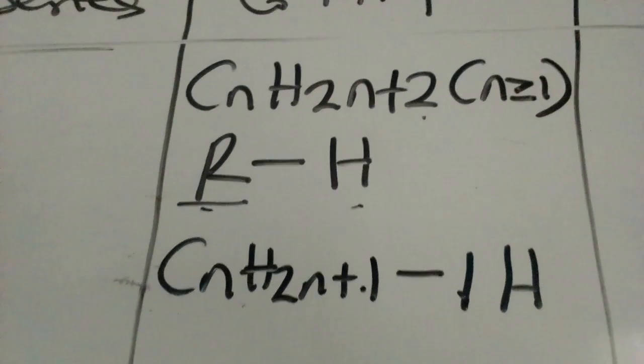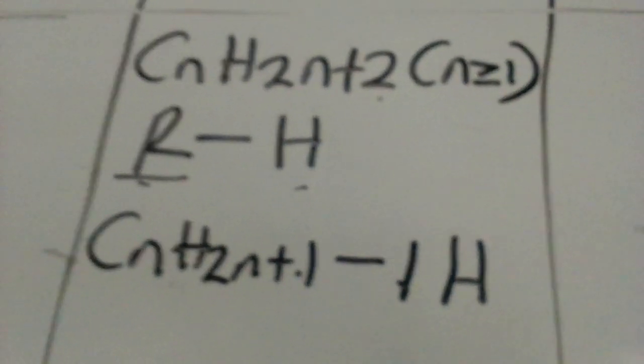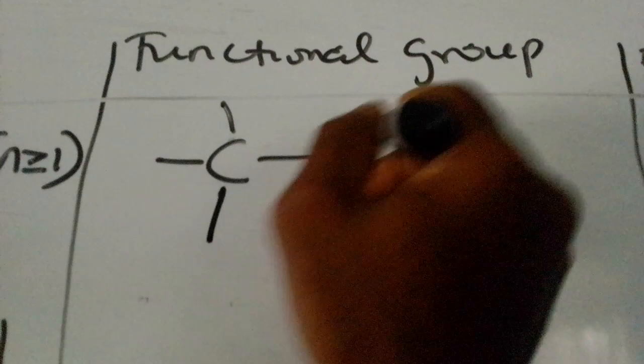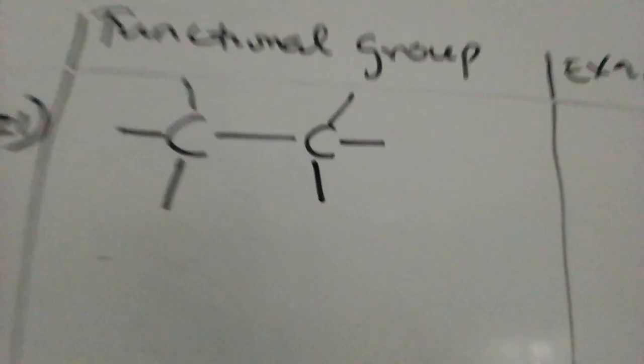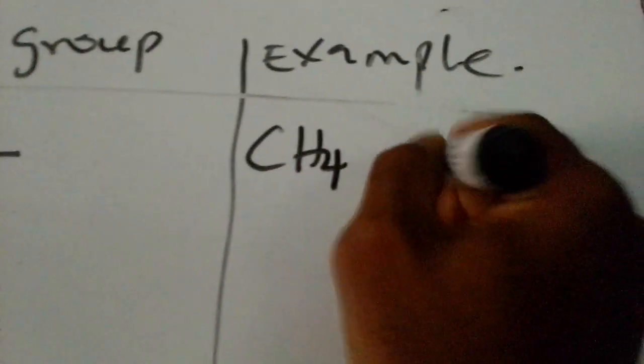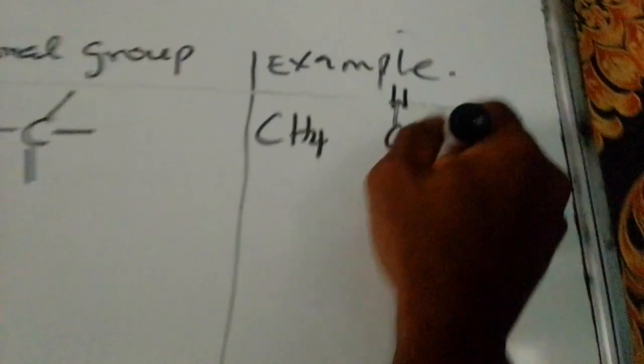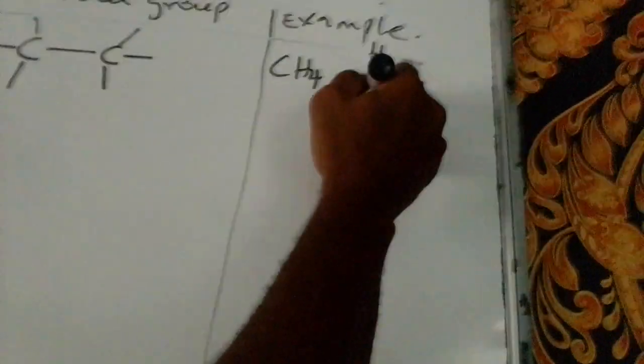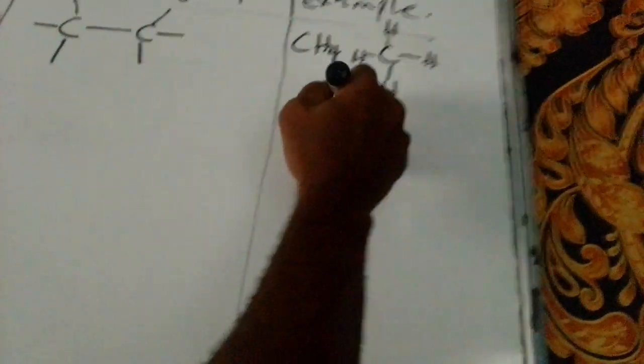Now the functional group of alkanes. All alkanes have single bonds. So we represent the carbon-carbon single bond for all alkanes. That's the functional group of alkanes. An example of an alkane could be an alkane that has only 1 carbon. If you draw the structure, it is this. So this alkane is called methane.